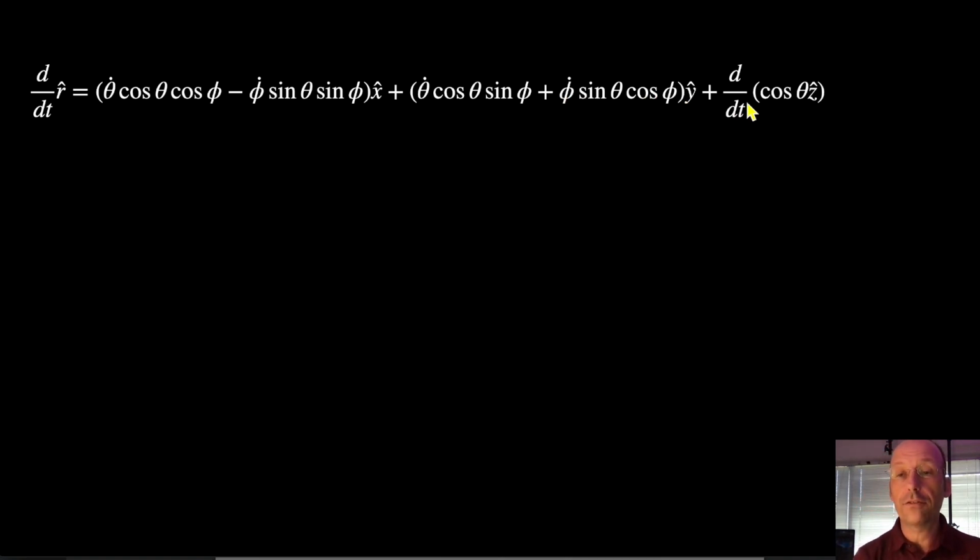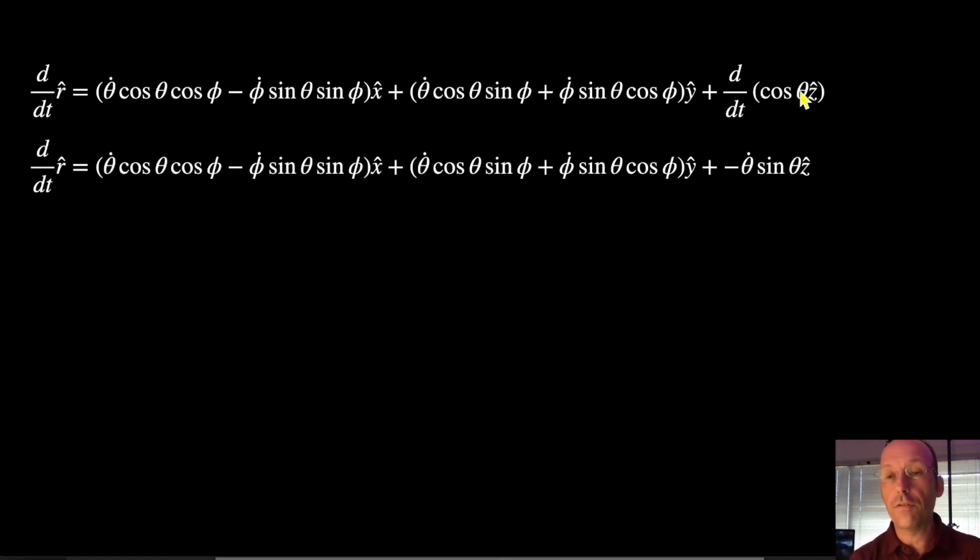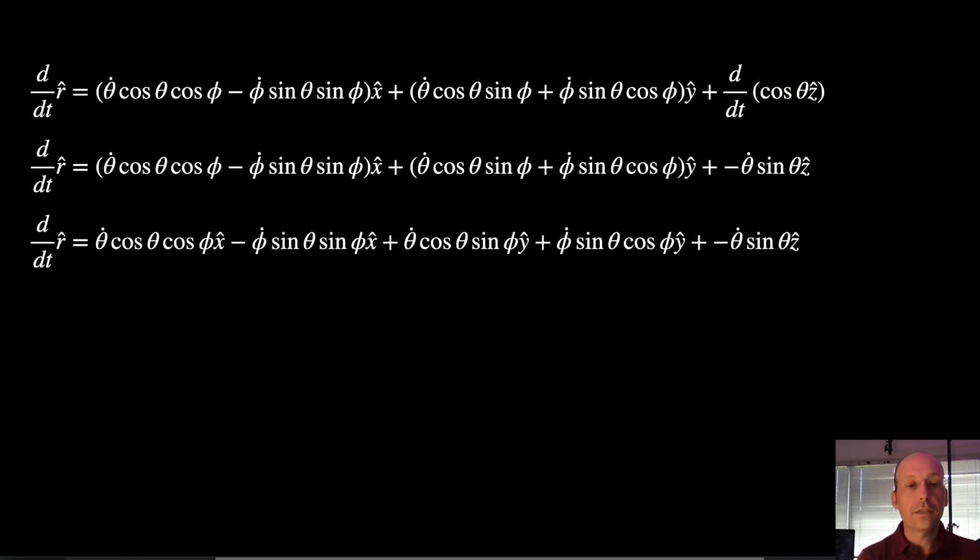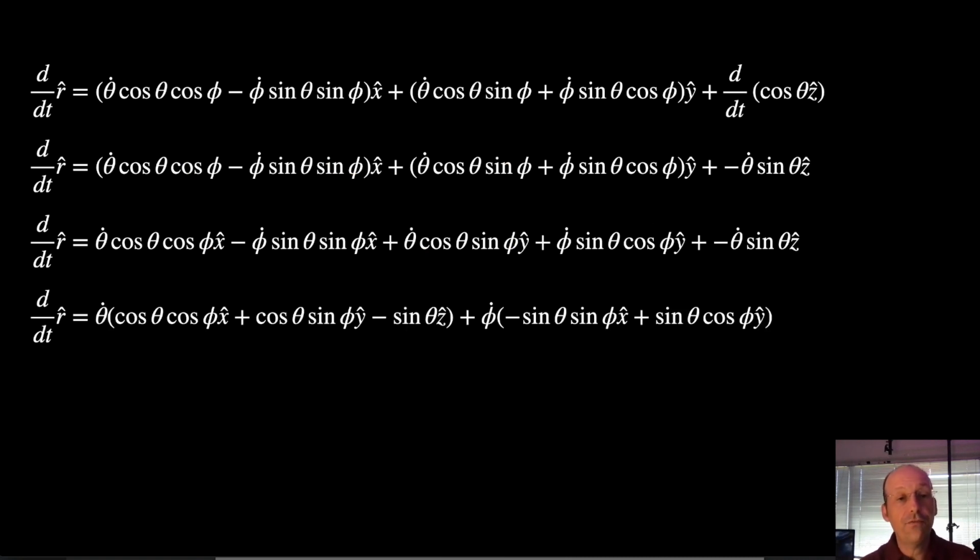And then finally I have to do this last term, cosine theta z, which is pretty easy. I take the derivative of cosine, I get negative sine. I have to take the derivative of theta, I get theta dot. There you go. Okay. So let's multiply it out, because I distribute the x hat, y hat, the z hat's already distributed. And what I want to do now is get all the theta dot terms together. So here's a theta dot term, here's a theta dot term, here's a theta dot term. So if I pull those together and factor out the theta dot, I get cosine theta cosine phi x hat, cosine theta sine phi y hat minus sine theta z hat.